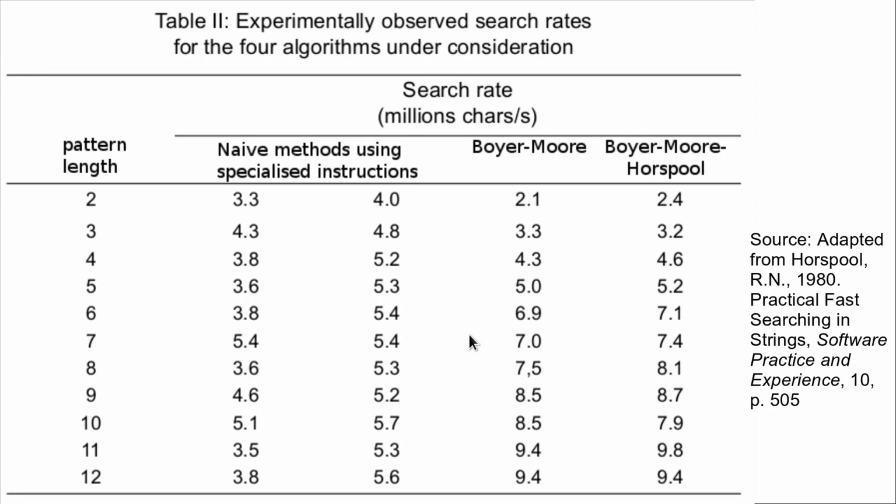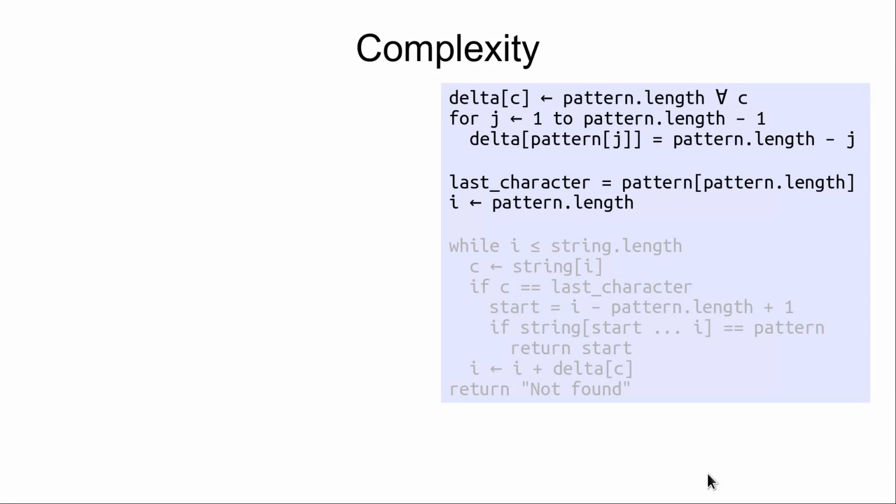This table is from Horspool's original paper, and it shows the rate at which strings are processed, depending on the pattern length for 4 different algorithms. The Boyer-Moore algorithm here is an earlier algorithm, of which Boyer-Moore-Horspool's is a simplification. And this just shows that Boyer-Moore-Horspool performs particularly well for longer pattern lengths.